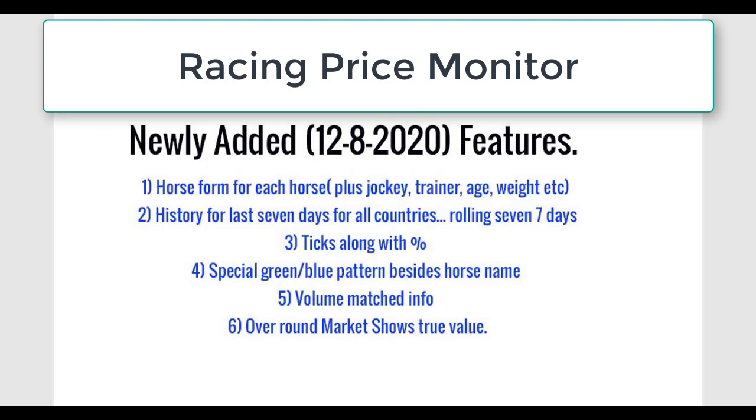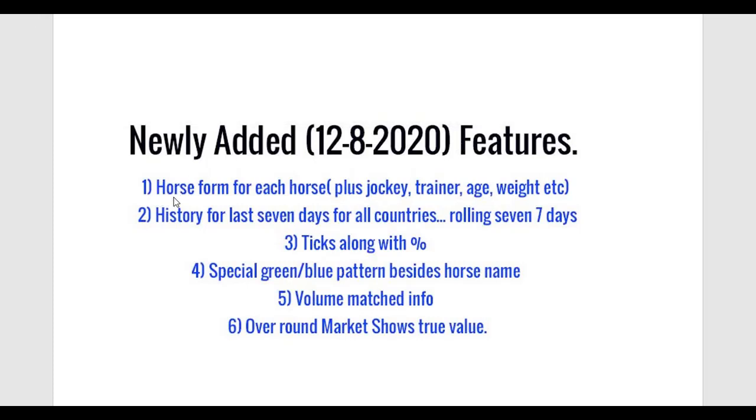This video is to show you the new updates on the 12th of August that Michael has added to the Racing Price Monitor. Some have been by request from you good clients, and others are things that we thought would be helpful. So first of all, what we've added is the horse form for each horse plus the jockey, trainer, age, weight, etc. So what does that entail?